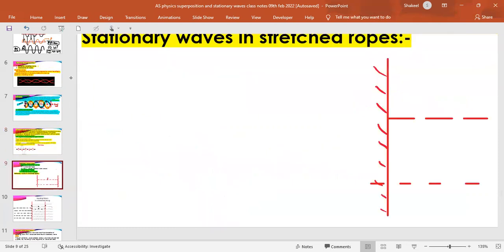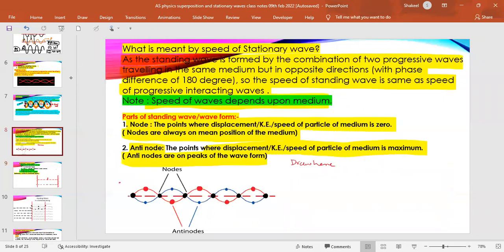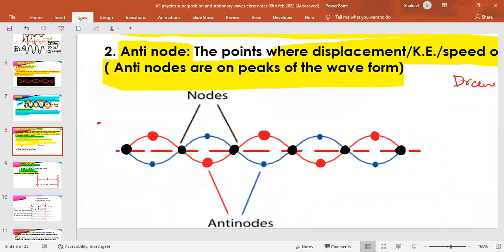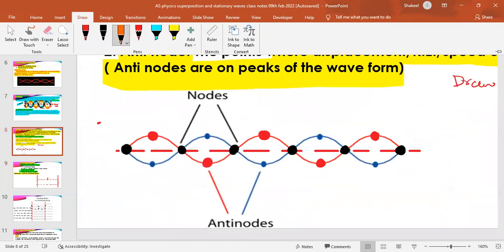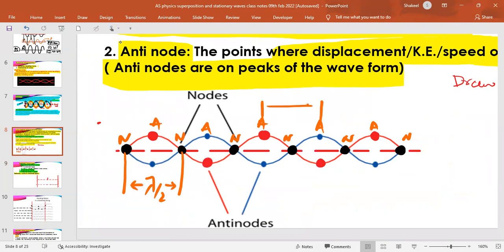Now the next thing: we have to express the wavelength on it. So actually, this is node, node, node, node, node, and node. And these are antinodes. The distance between two adjacent nodes is equal to lambda by 2. Similarly, the distance between two adjacent antinodes is lambda by 2.